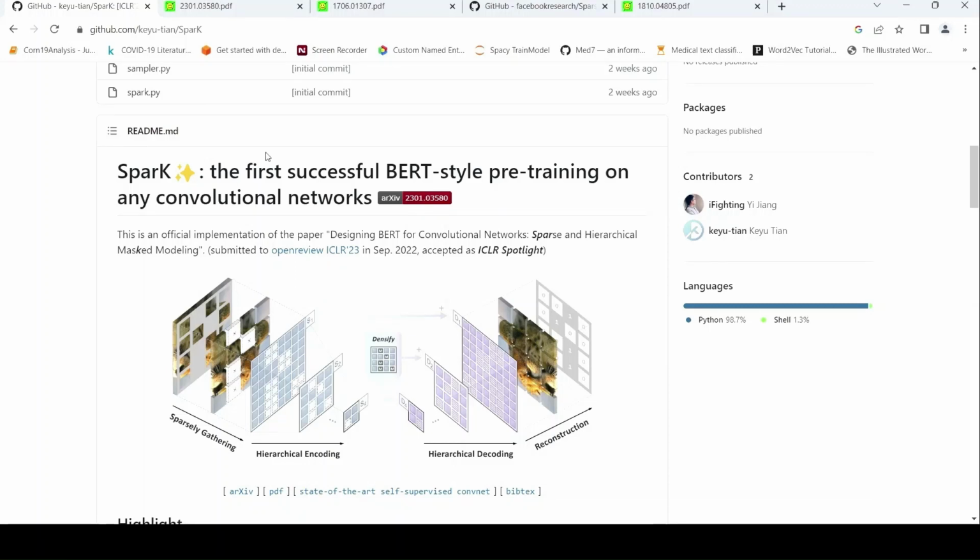In this video, let's look at an interesting research paper termed Designing BERT for Convolutional Networks: Sparse and Hierarchical Modeling, or SparK masked modeling. They claim that the technique used in this paper is the first successful BERT-style pre-training on any convolutional neural networks.